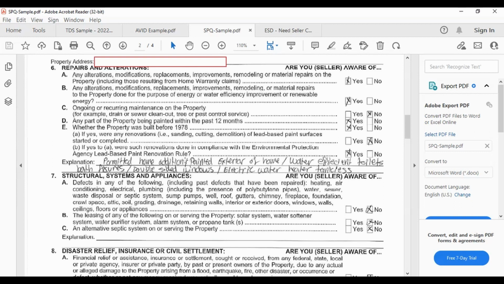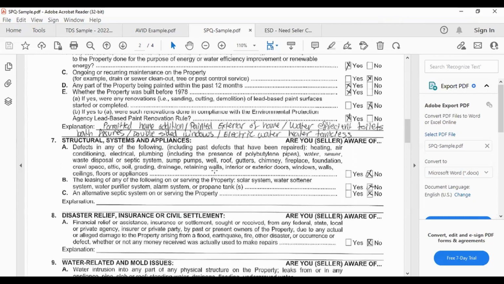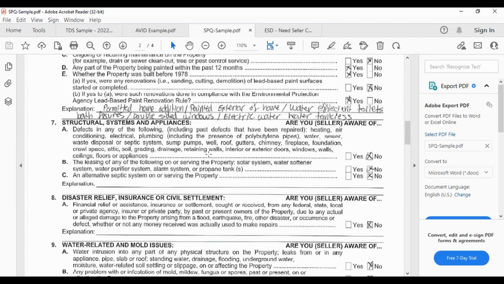So here it says permitted addition, painted exterior, home water efficient toilets, double windows, electric water heater, tankless, and so on. So basically they broke it down. Hey, I checked some boxes. Yes, I did some stuff to it. Here's what I did. Sometimes sellers or listing agents will get a nice, clean, clear breakdown or bullet point list of all the things they did and attach it to this. I think that's a good idea.